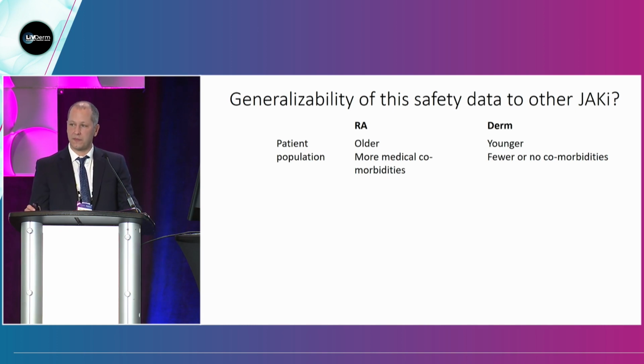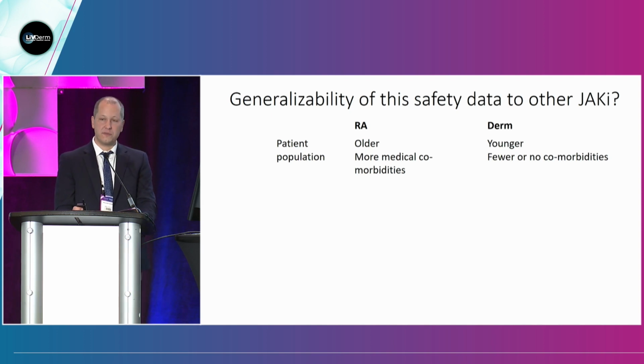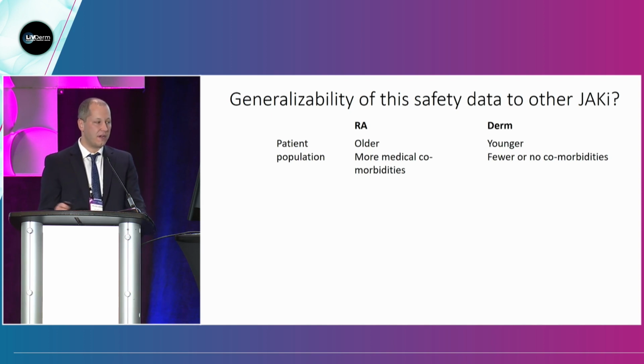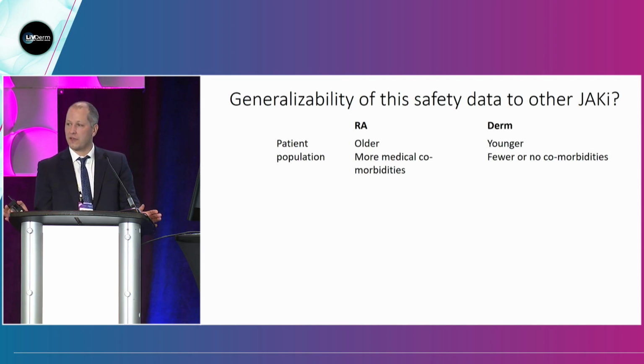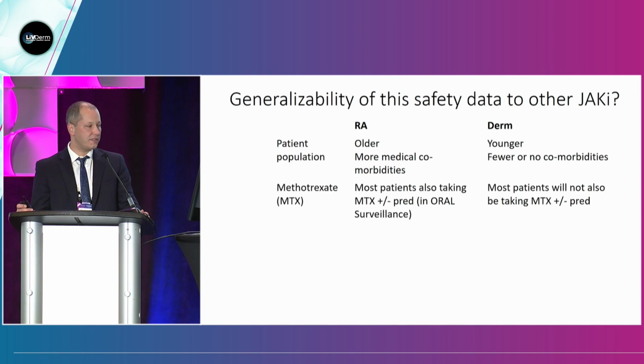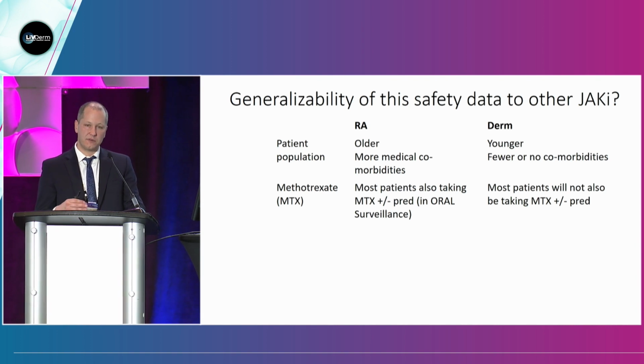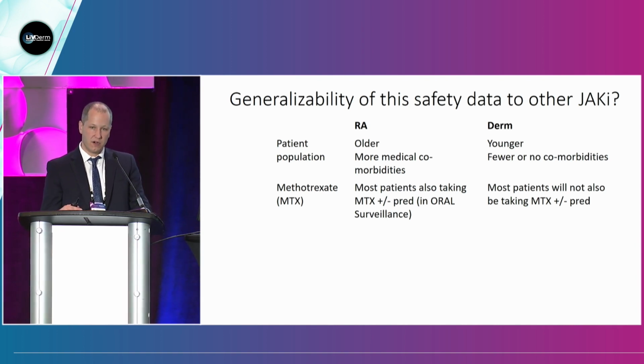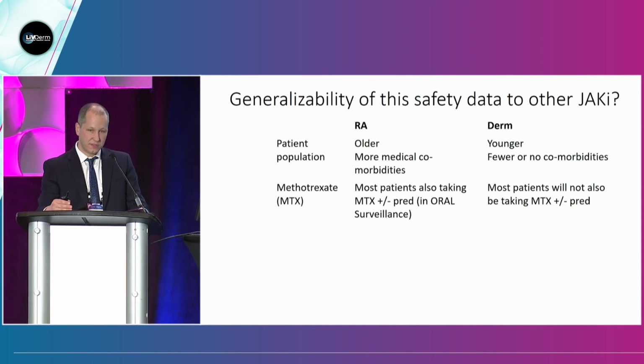I think this is a theme that's been presented here as well as in other dermatologic conferences for good reason. The RA study includes patients that are older. They have many medical comorbidities, and they may not reflect patients in dermatology which we're using JAK inhibitors to treat, which may be younger and may not have quite so many medical comorbidities. I think a really important point here too is that these patients were also taking methotrexate, and a lot of them were also taking prednisone.